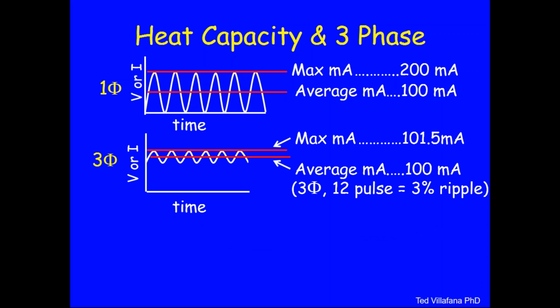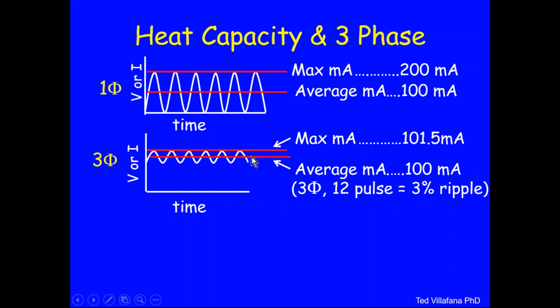But if you have three-phase, like I'm showing now, and three-phase 12 pulse, which gives you a 3% ripple, which is standard, well, 3% ripple means that around the MA, you're only going 3%. So the high is 101.5, 1.5% above and 1.5% below will give you a total of 3. So to get an average of 100, you're only stressing the tube to 101.5. In other words, the maximum MA that the tube experiences is essentially the same as the average. You do not bang the tube with 200 like you did with single phase to get the average of 100.